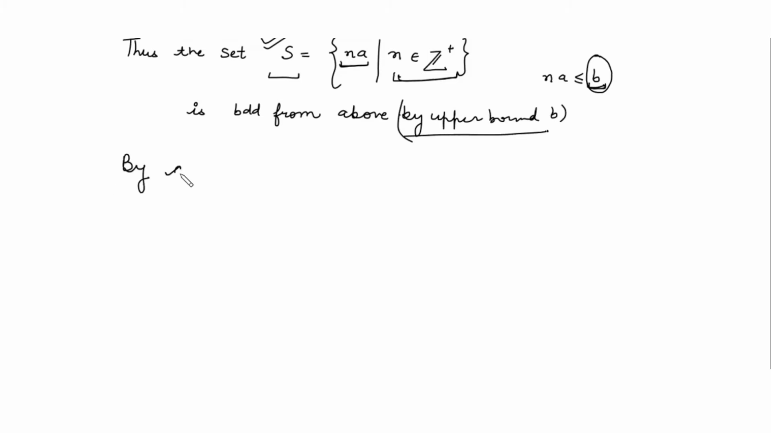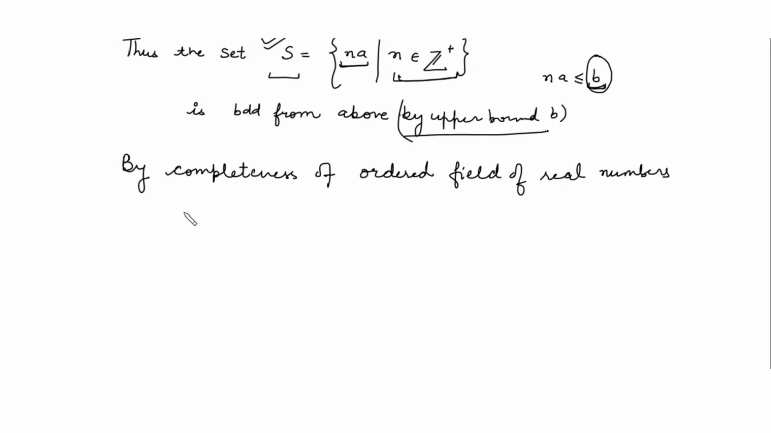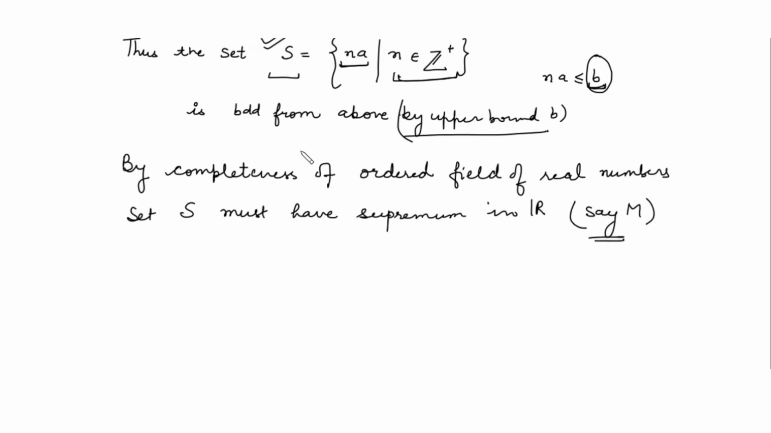Now by the completeness property, by completeness of the ordered field of real numbers, set S must have a supremum in the real numbers, say it is capital M. Now since your set S is bounded from above, by the completeness property of the ordered field of real numbers, S must have a supremum in R. Is this point clear? Yes, ma'am.